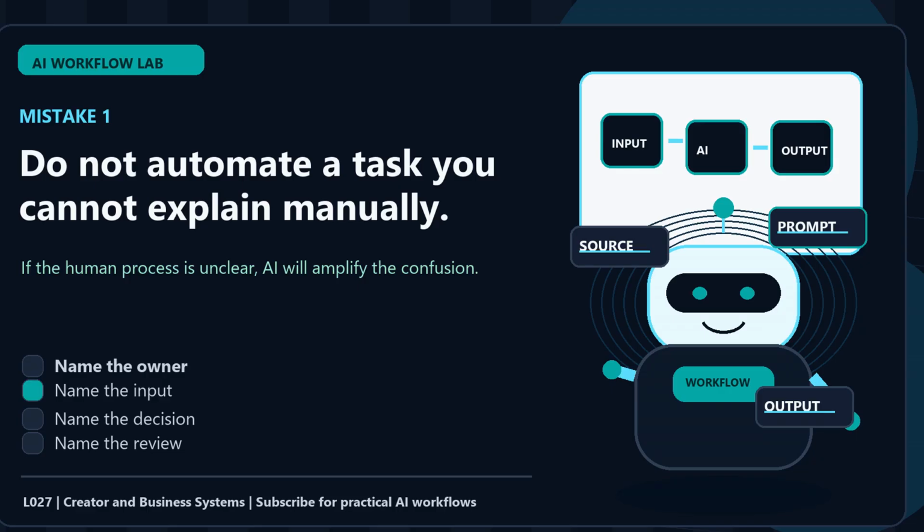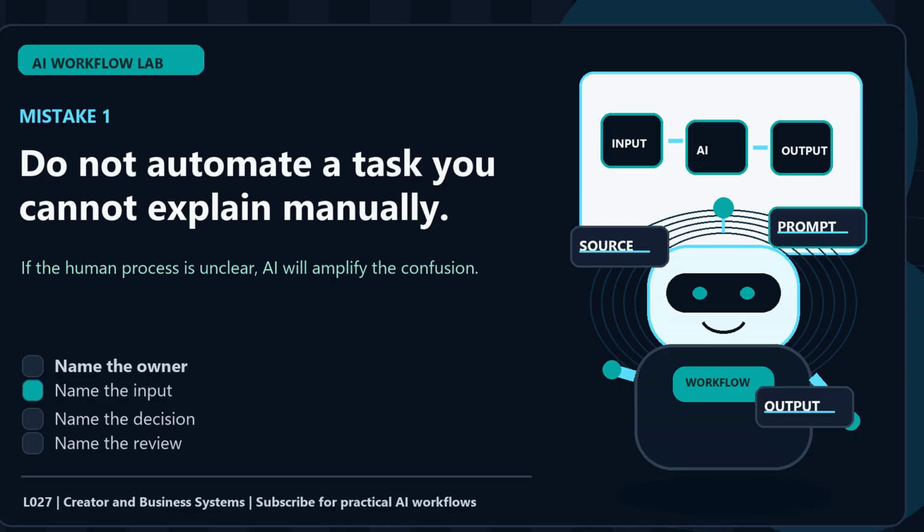Before adding tools, write the manual version in plain language. When this input arrives, I check this thing. Then I decide between these options. Then I create this output. Then I review it for these risks. That one paragraph is more valuable than a complicated automation map.